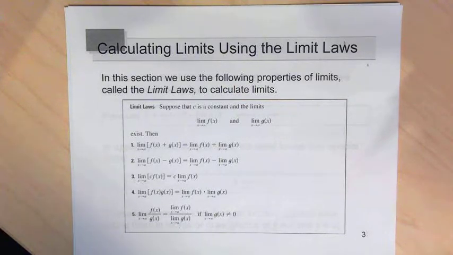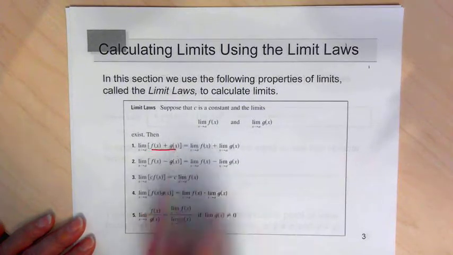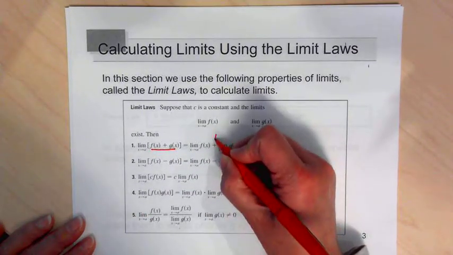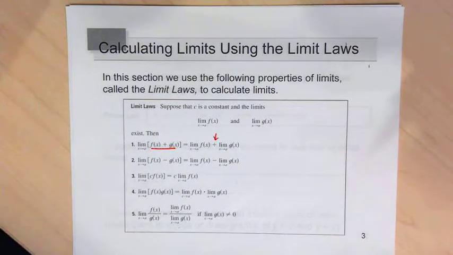Here are the first 5 limit laws. State these laws in words, which is good practice: being able to take a mathematical statement and put it in words. From number 1, we could interpret this to say that the limit of a sum is the sum of the limits. So the limit of 2 sums as x approaches a is equivalent to the sum of the 2 limits.